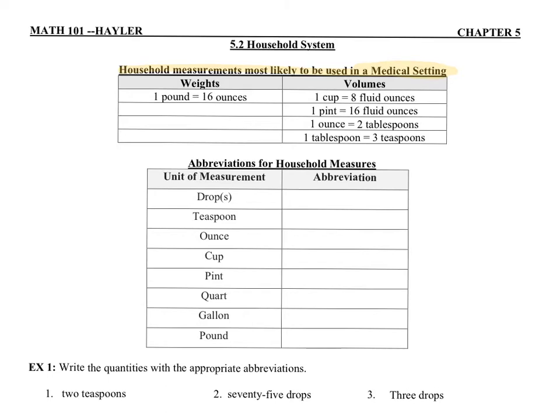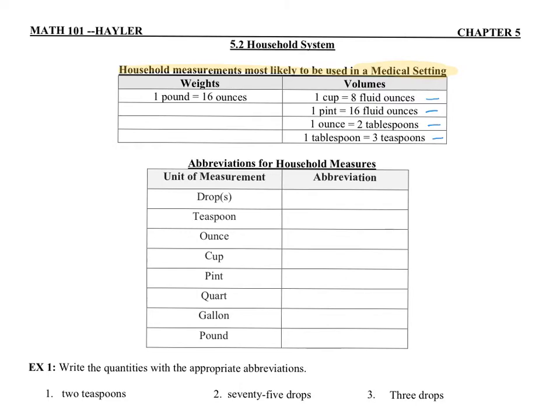Really quickly, we have 1 pound is 16 ounces. Then we've got 1 cup is 8 fluid ounces. 1 pint, 16 fluid ounces. 1 ounce, 2 tablespoons. And 1 tablespoon, 3 teaspoons.